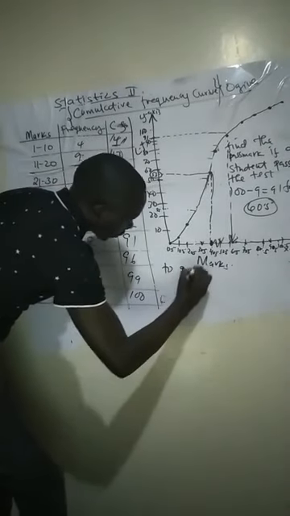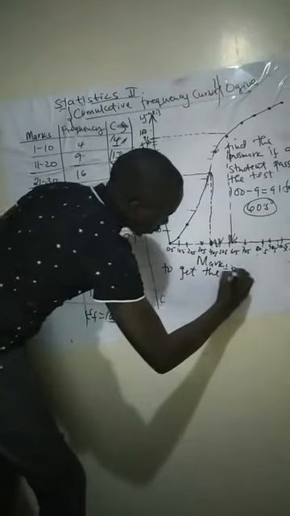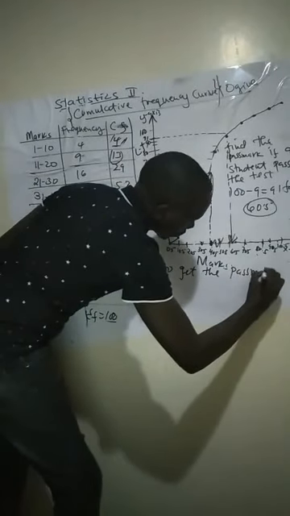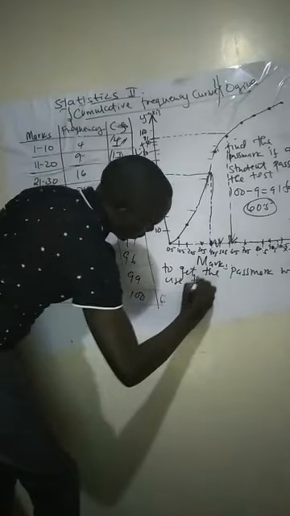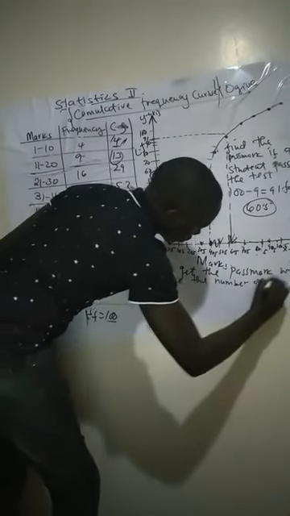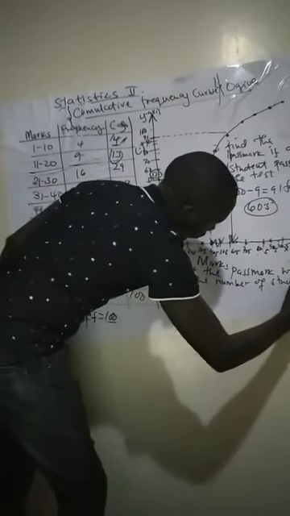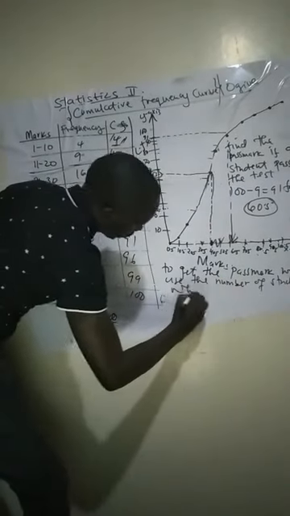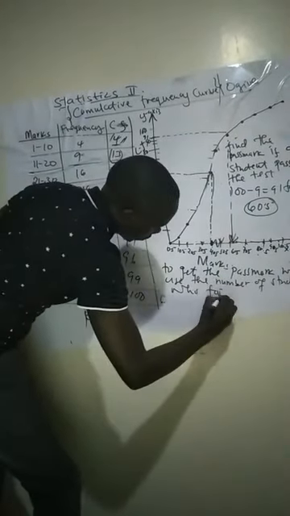So note, we are basically saying that to get a pass mark, we use the number of students who failed. The number of students who failed.